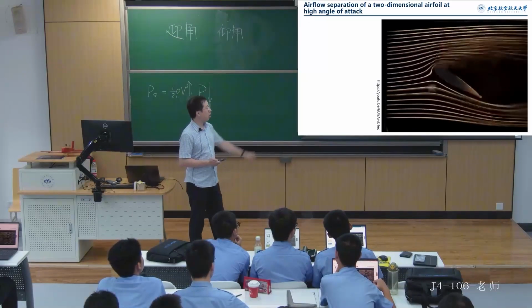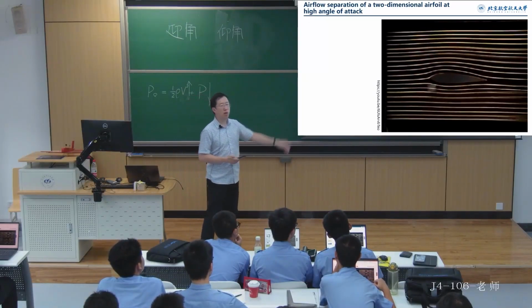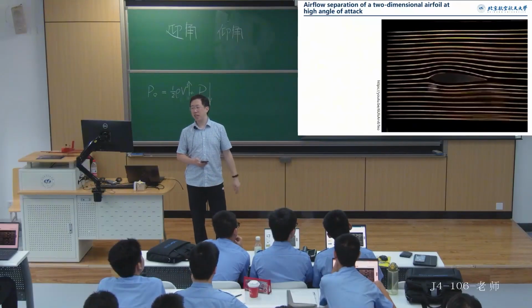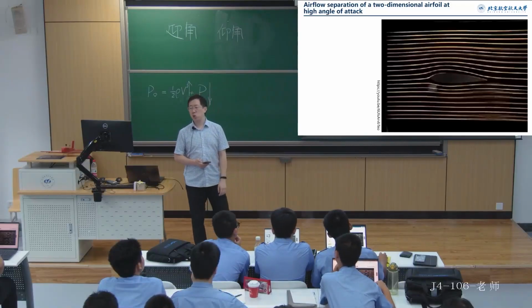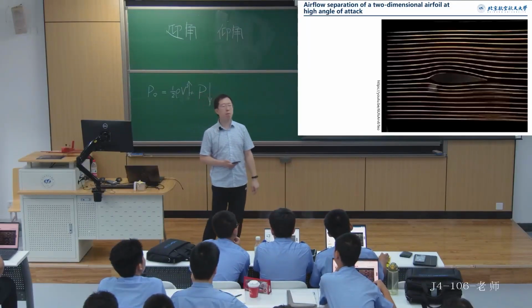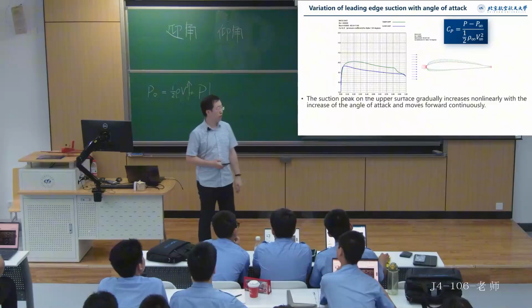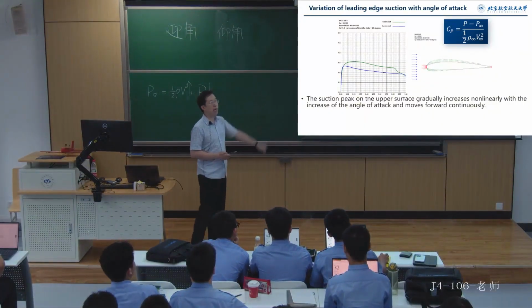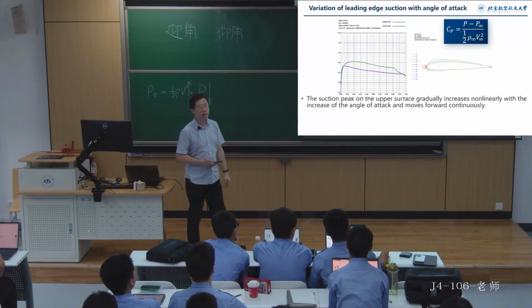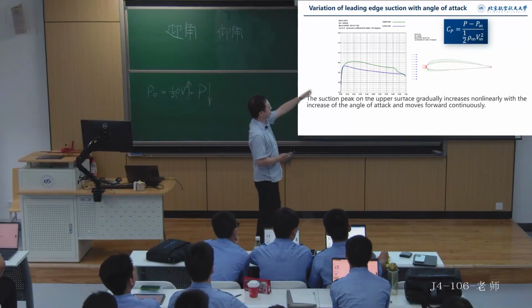The effect caused by this kind of airflow separation is actually the stall phenomenon we mentioned earlier in the overview. However, stall is not the main focus of this lecture. Our focus remains on how the surface pressure distribution changes with variations in the angle of attack. Here, we will still use the pressure coefficient we discussed earlier.